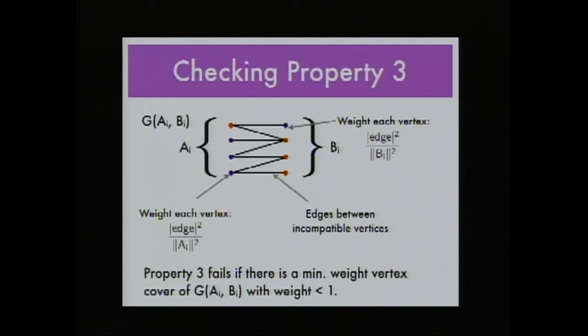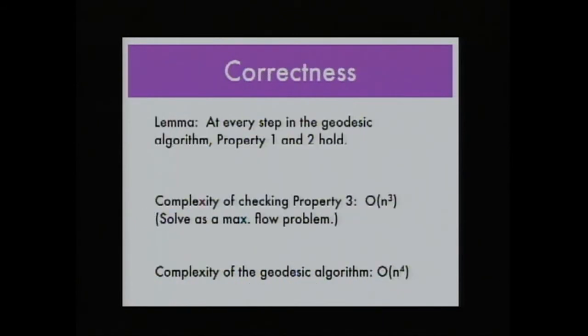So solving min-weight vertex cover problems on bipartite graphs can be done in O(n^3) time, and you rephrase it as a max flow problem. I should just mention, we can solve it in polynomial time because we had a bipartite graph. If you have an arbitrary graph, it's NP-hard. And so that gives us a complexity for our algorithm of O(n^4).